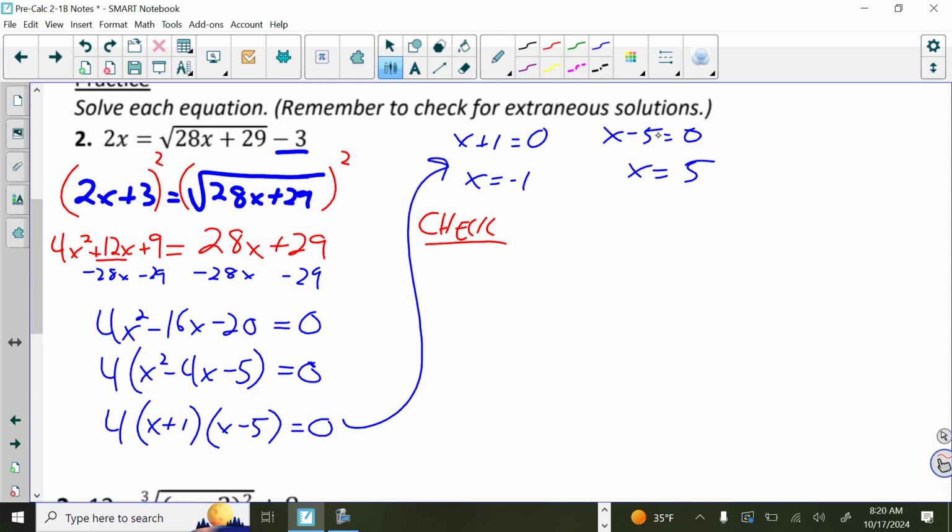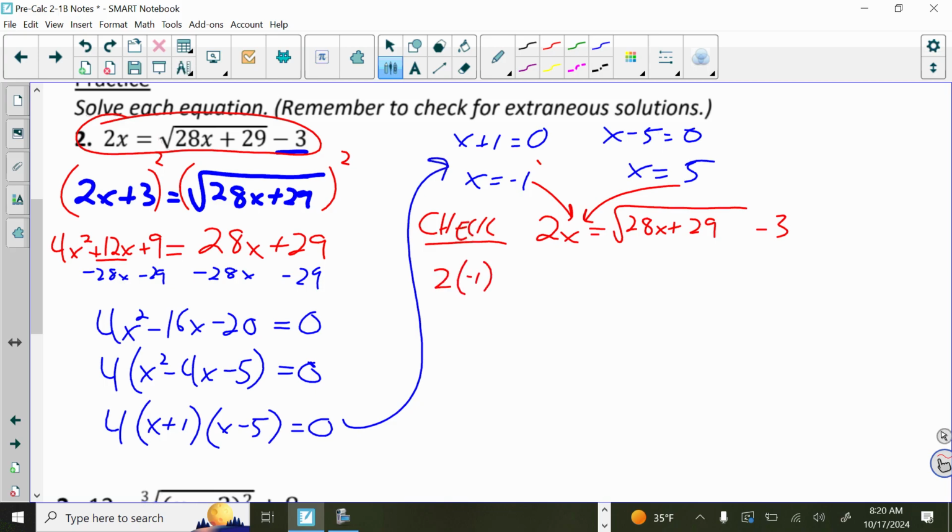Okay, so my original equation, remember, is 2x equals the square root of 28x plus 29, and then minus 3. So I'm basically plugging in this -1 in here, and I'm also going to plug in the 5 in here to see if they work. Right, so let's check the first one.